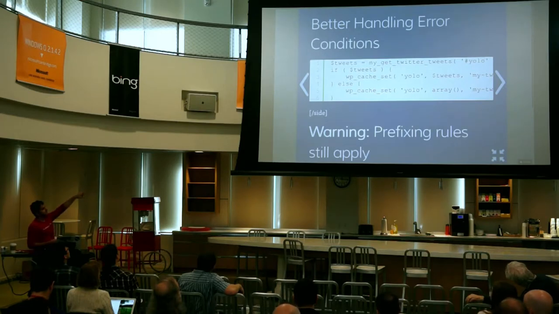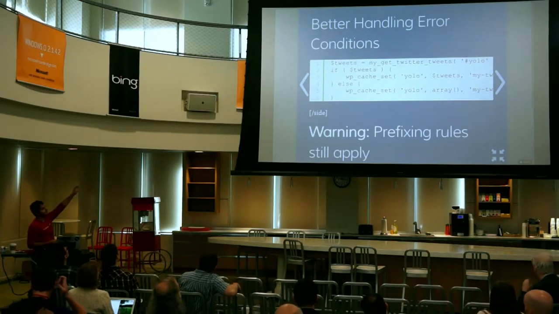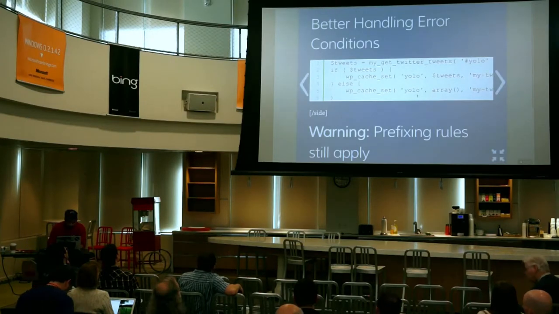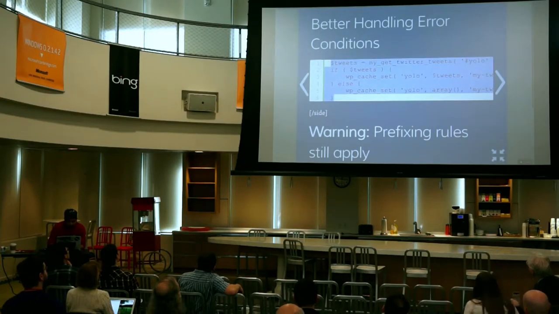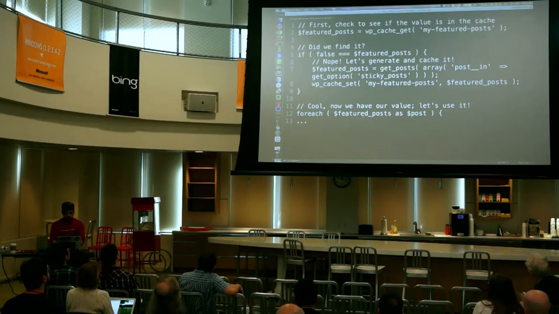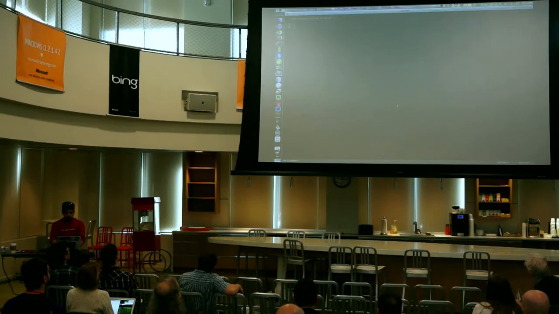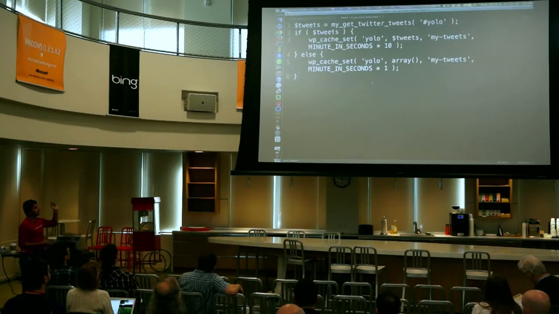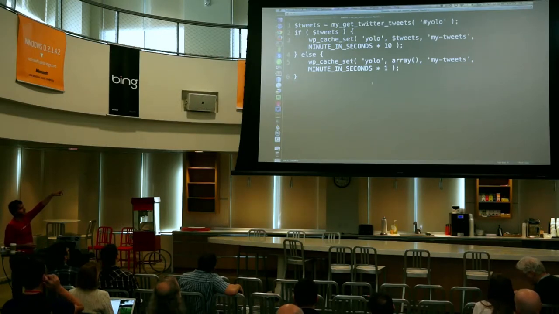With the code example there, if the fetching of the tweets fails, you do a cache of the error condition. The idea is that in our error condition, which is the else, we still cache it using an empty array, but with a smaller cache time. We set the expire to 1 minute, whereas for our successful one we set it to 10 minutes.